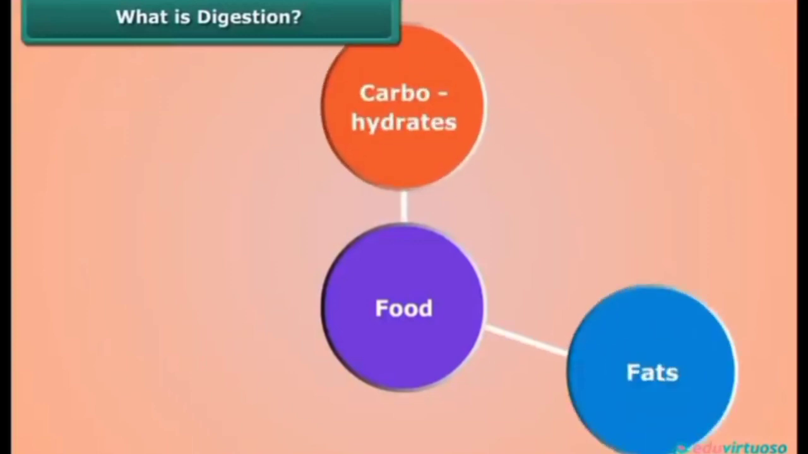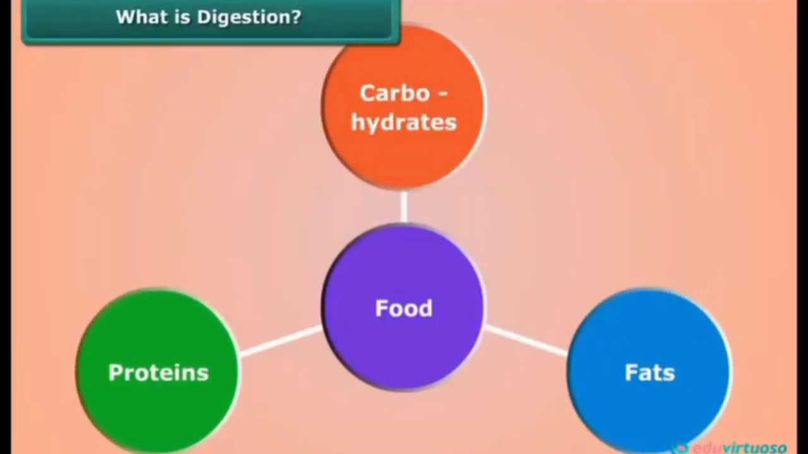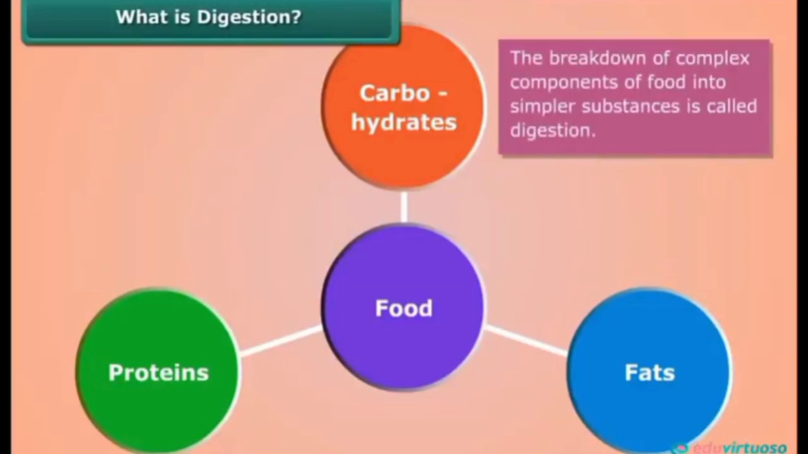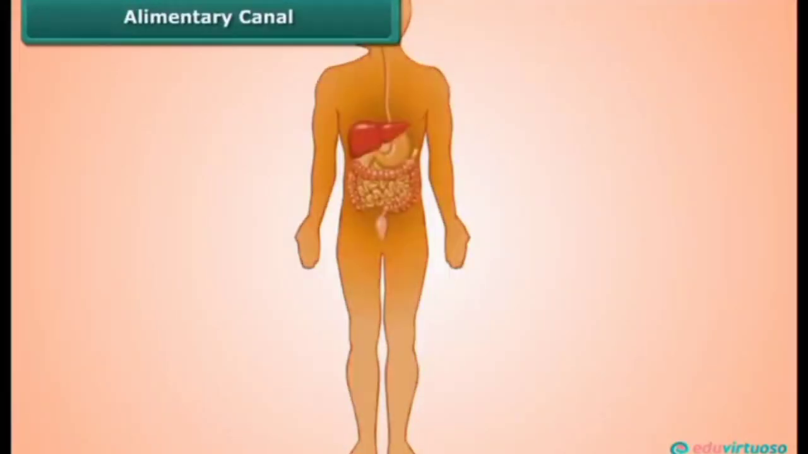So what is digestion? You all know we utilize food that contains carbohydrates, fats and proteins. We get the complex food as it is, and the breakdown of complex components of food into simpler substances is called digestion. So this is the process of digestion in which the food is broken down into different substances.